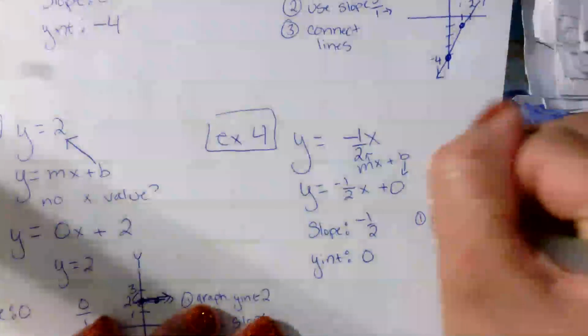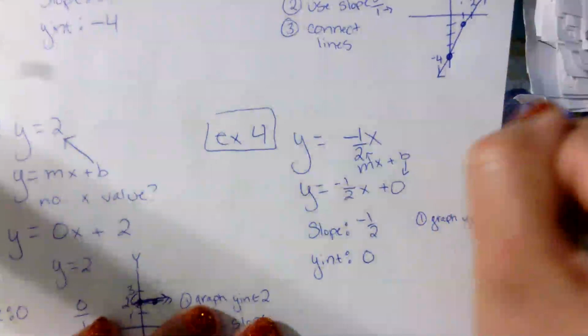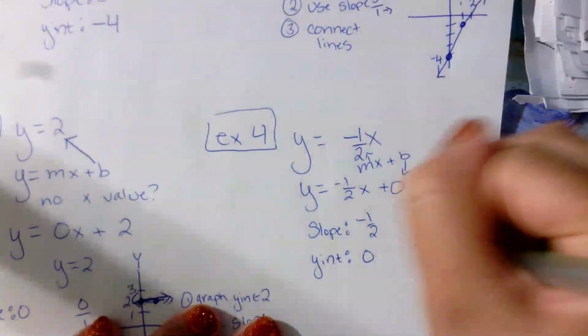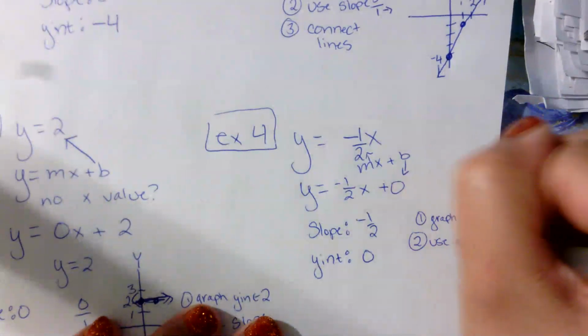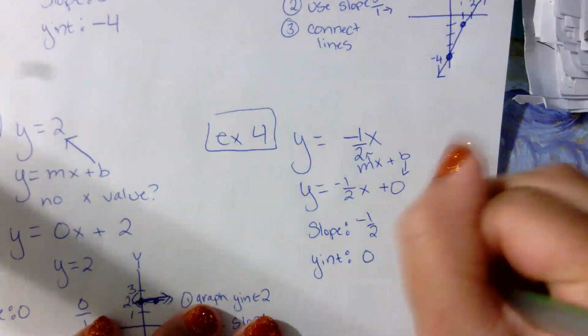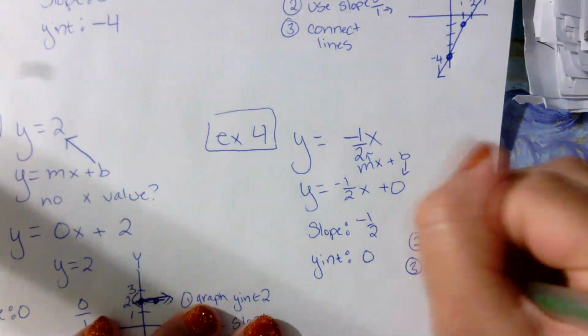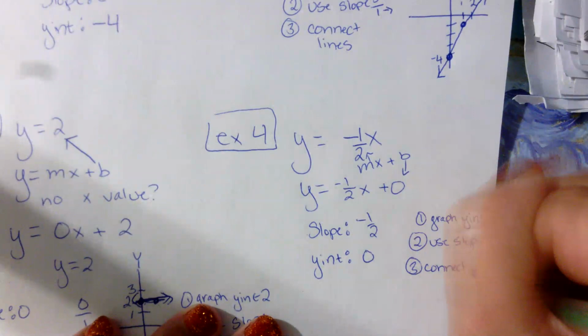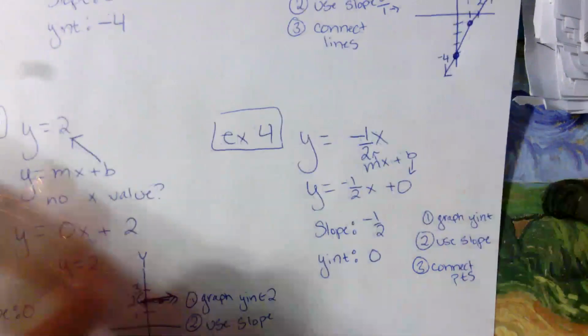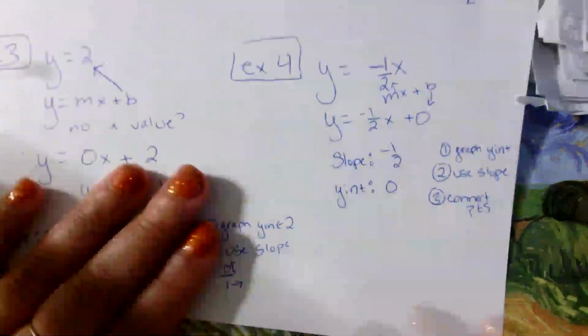If I want to graph this, I follow the steps. 1, graph your y-intercept. Well, I guess it's 3 steps. 2, use your slope. And then 3, connect points. Let's graph.